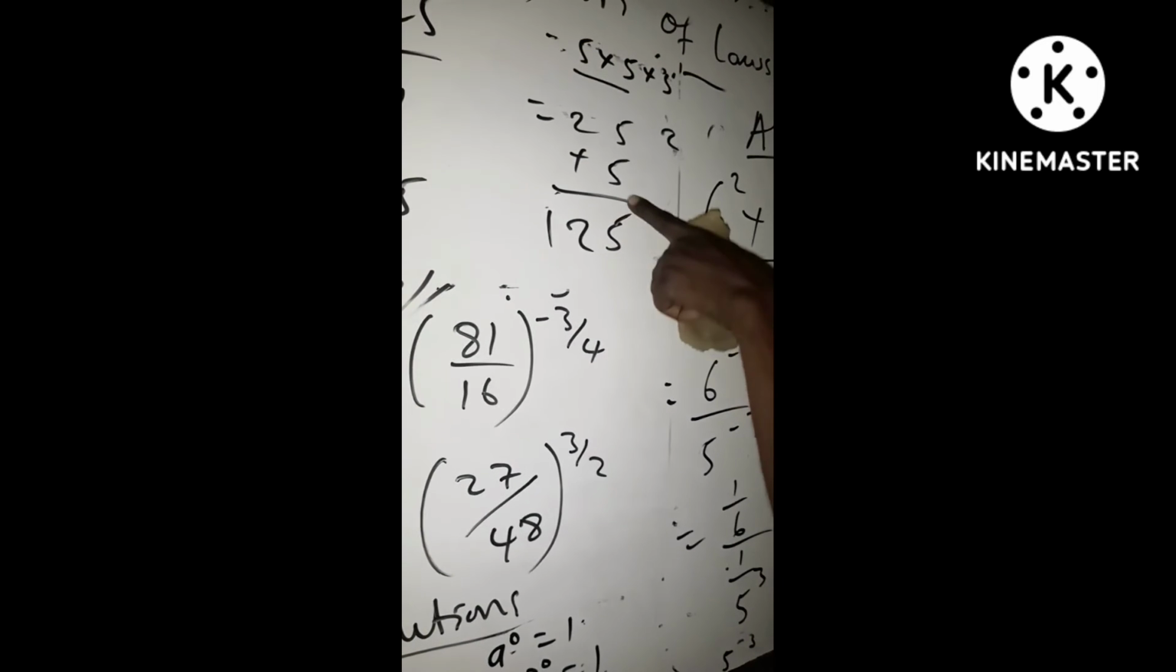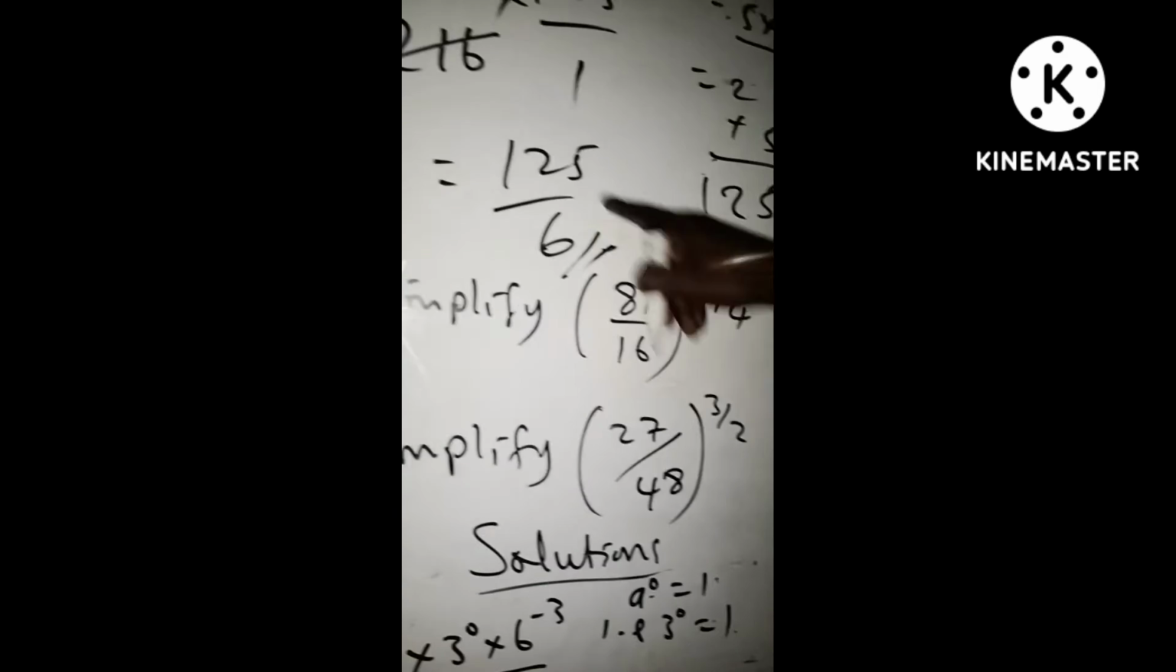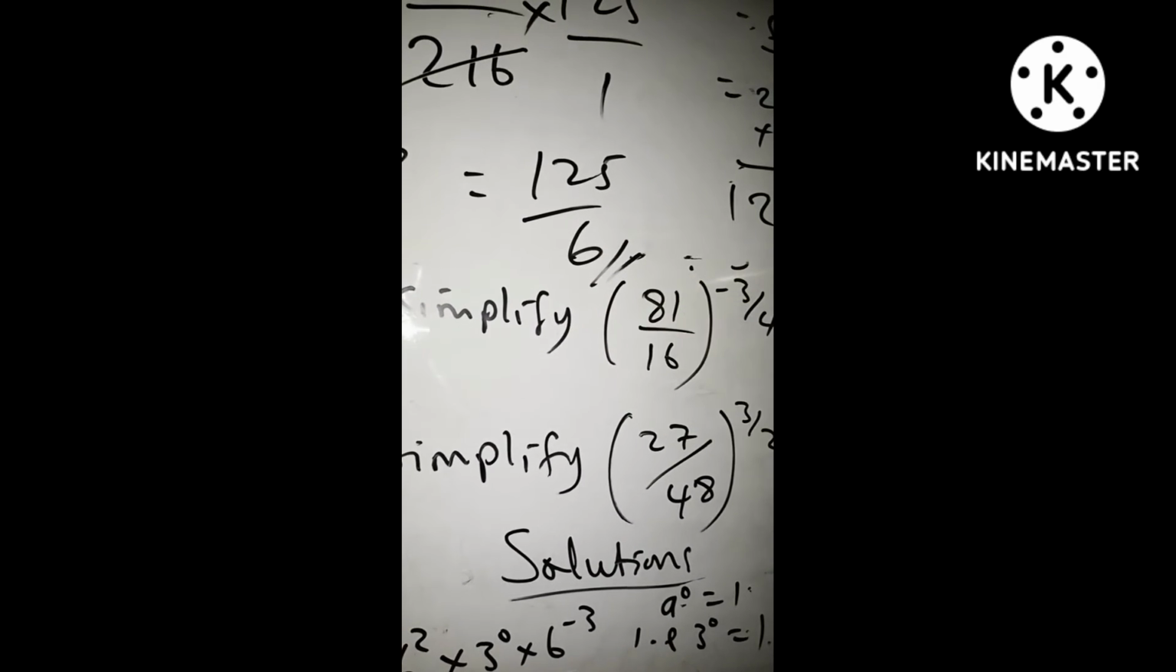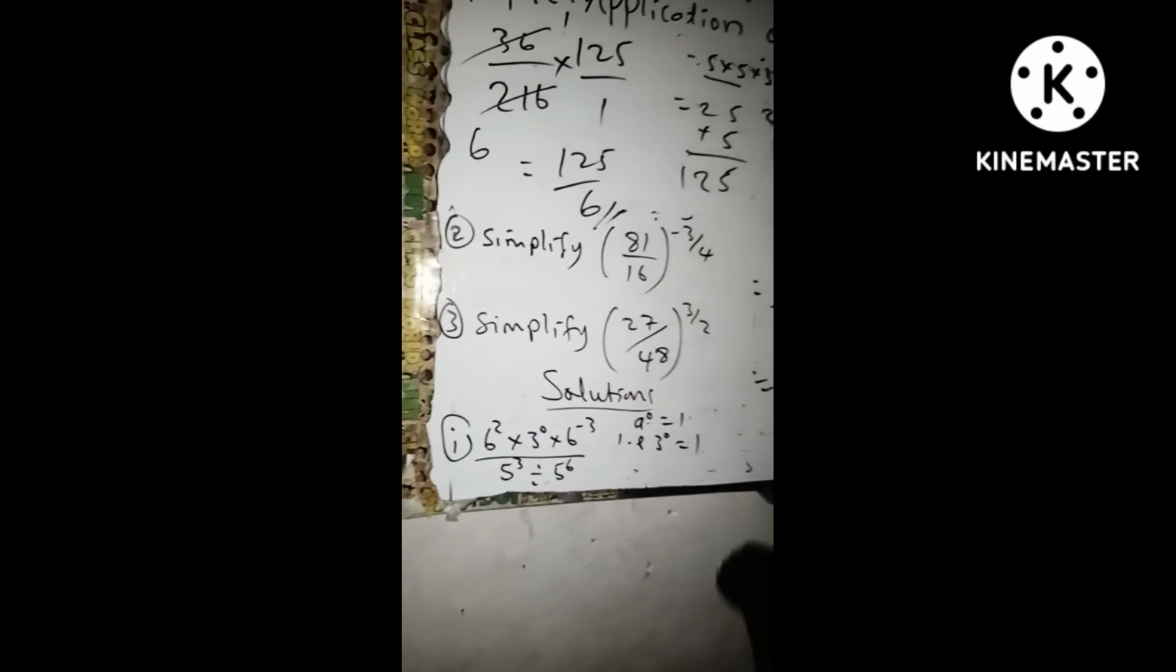Remember, we'll work it out here. It gives us 125. So you have 125 over 6, which is the same as the previous question. That's the 125 over 6, and we have 125 over 6. That is the alternate method. Any method is accepted. Now let's quickly look at the second problem.